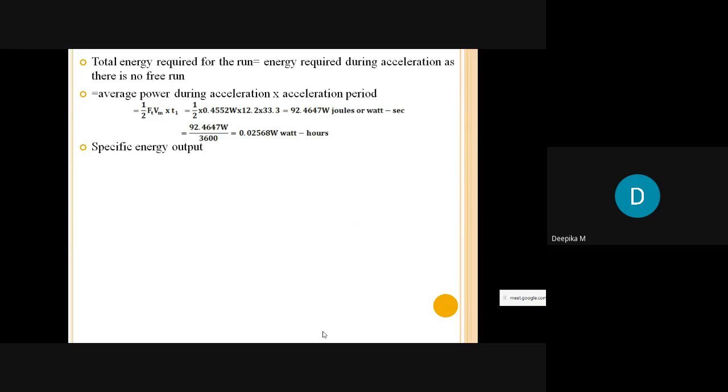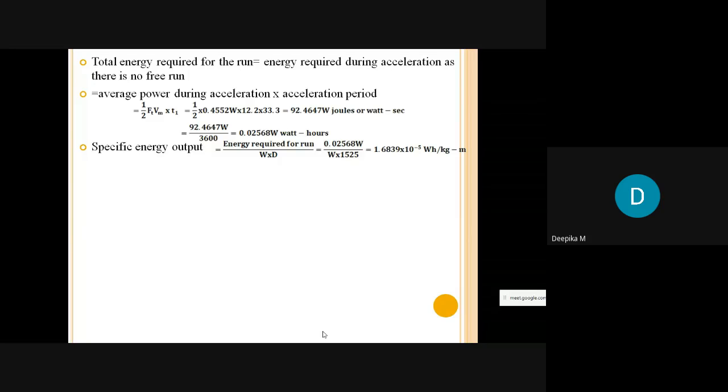Again, W is retained as it is because we don't know the weight of the train. Next, we need to calculate the specific energy output. How do you calculate the specific energy output? It is nothing but the total energy divided by W into D, correct? That is the formula to convert the energy output into specific energy output. Whatever output we get from the total energy required for the run, we have to divide by W into D.